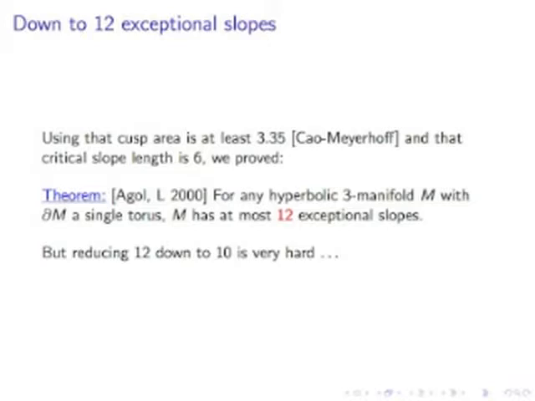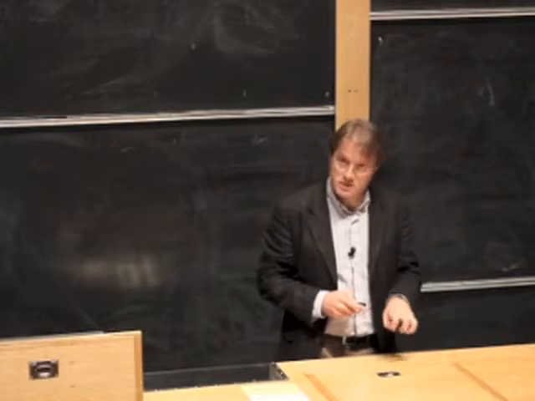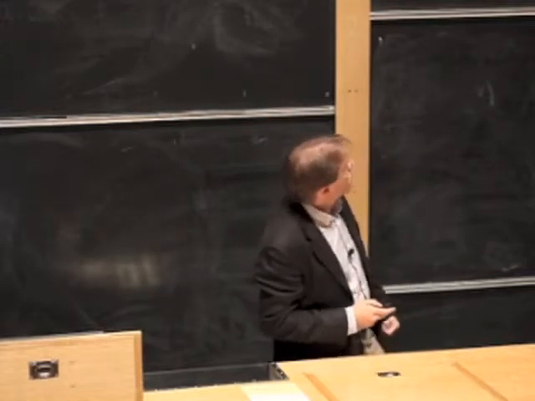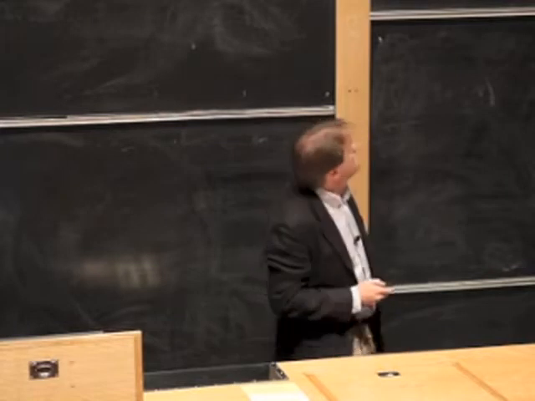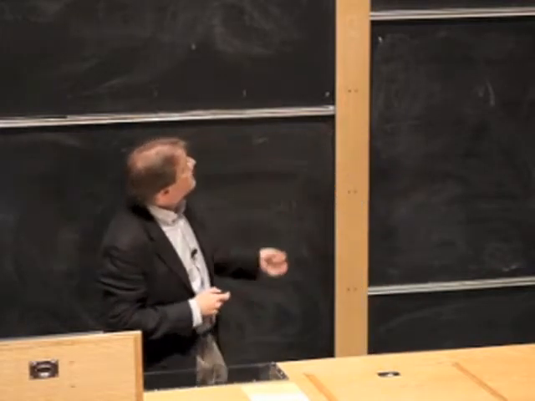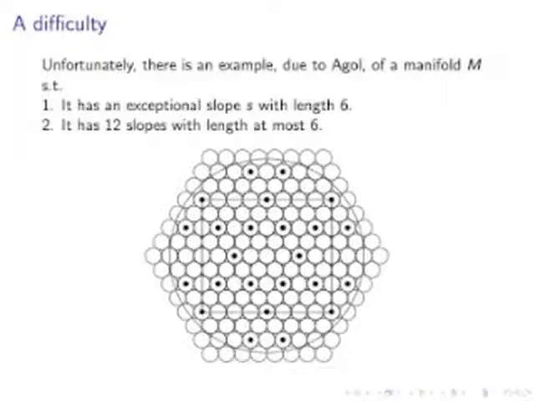The problem is it looks like getting down from 12 to 10 shouldn't be that hard, right? But it is. So there's an obstruction. And the obstruction was observed by Ian Agol. He gave an example of a manifold M with the following 2 properties. It has an exceptional slope S with length 6. So it means you can't do any better than 6.